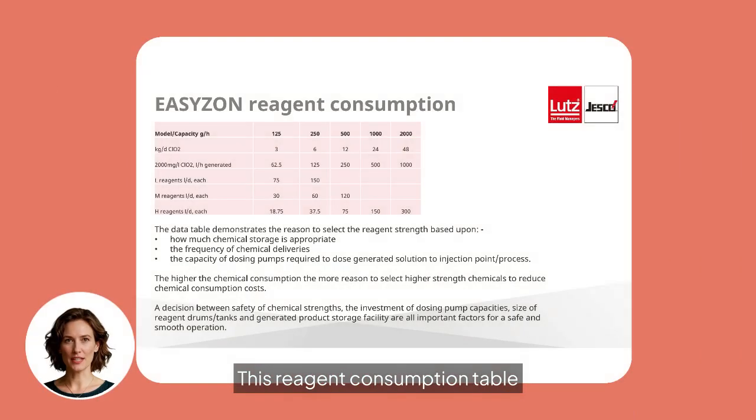This reagent consumption table links generator capacity to daily chemical usage for L, M, and H strength reagents. It helps determine storage volume, delivery frequency, and dosing pump sizing. Higher capacity systems benefit from higher strength reagents to minimize chemical consumption and logistics costs.